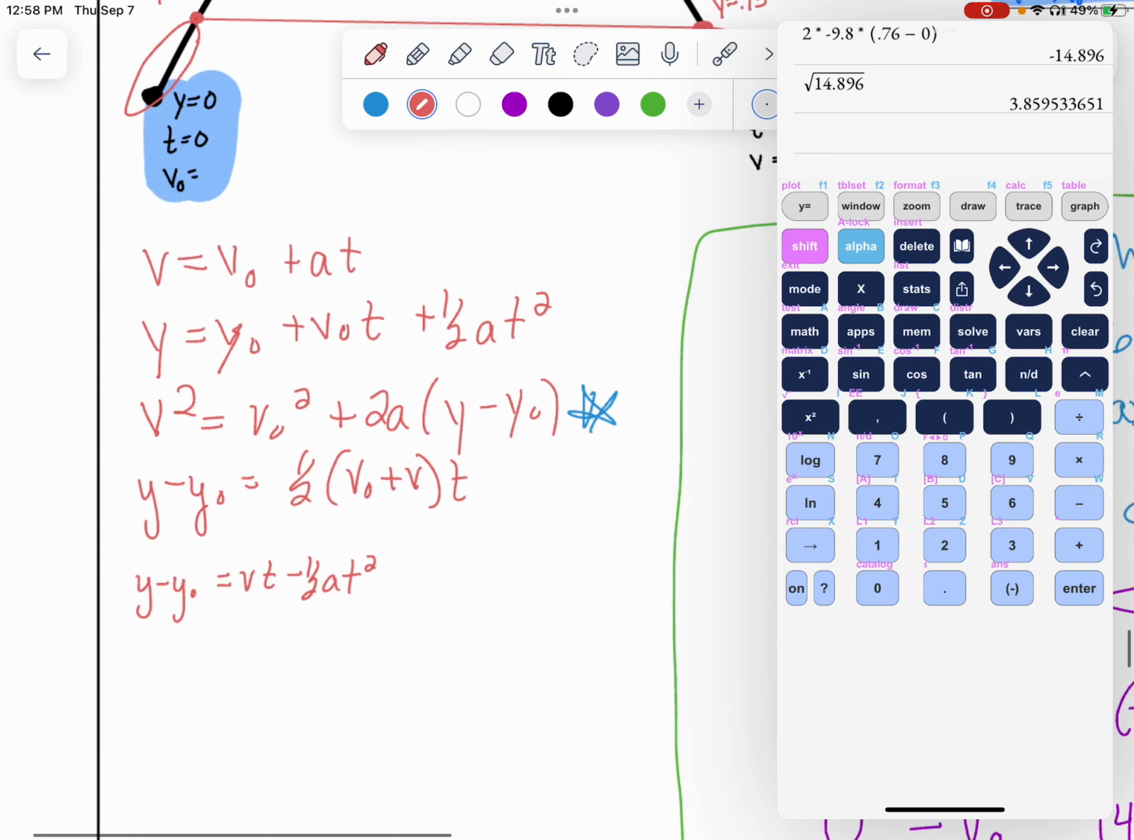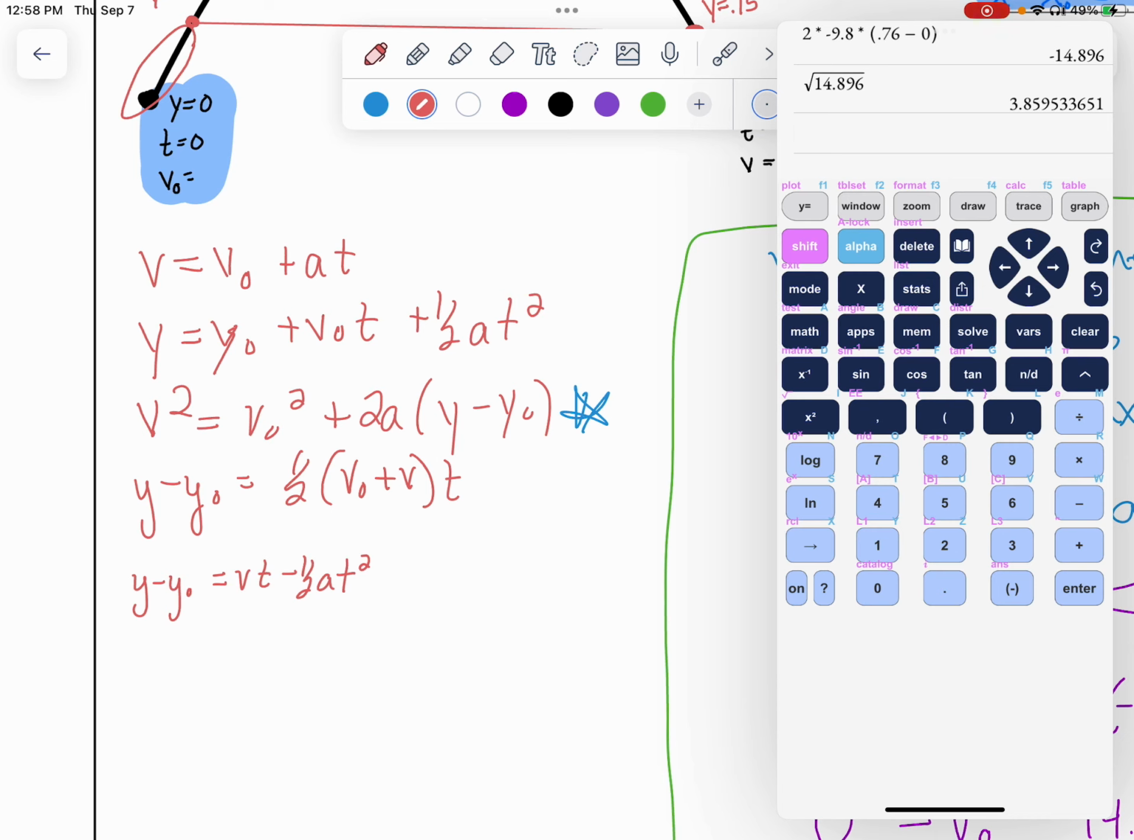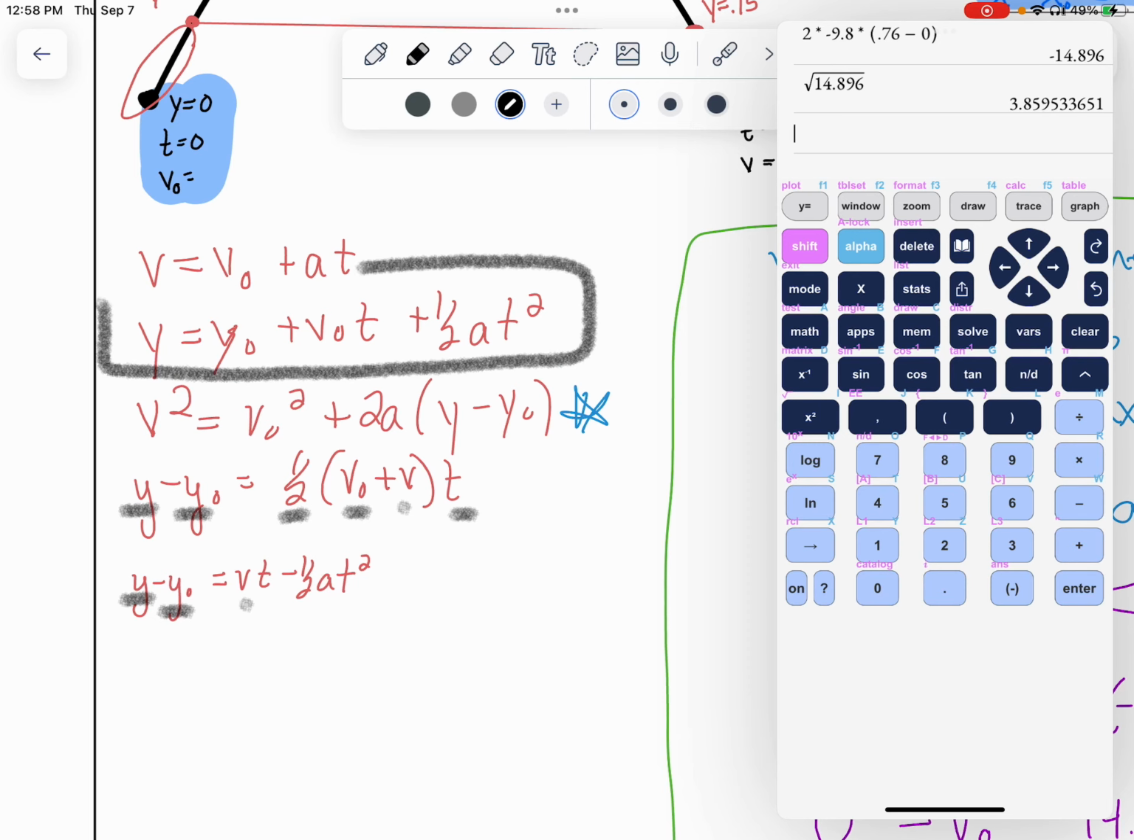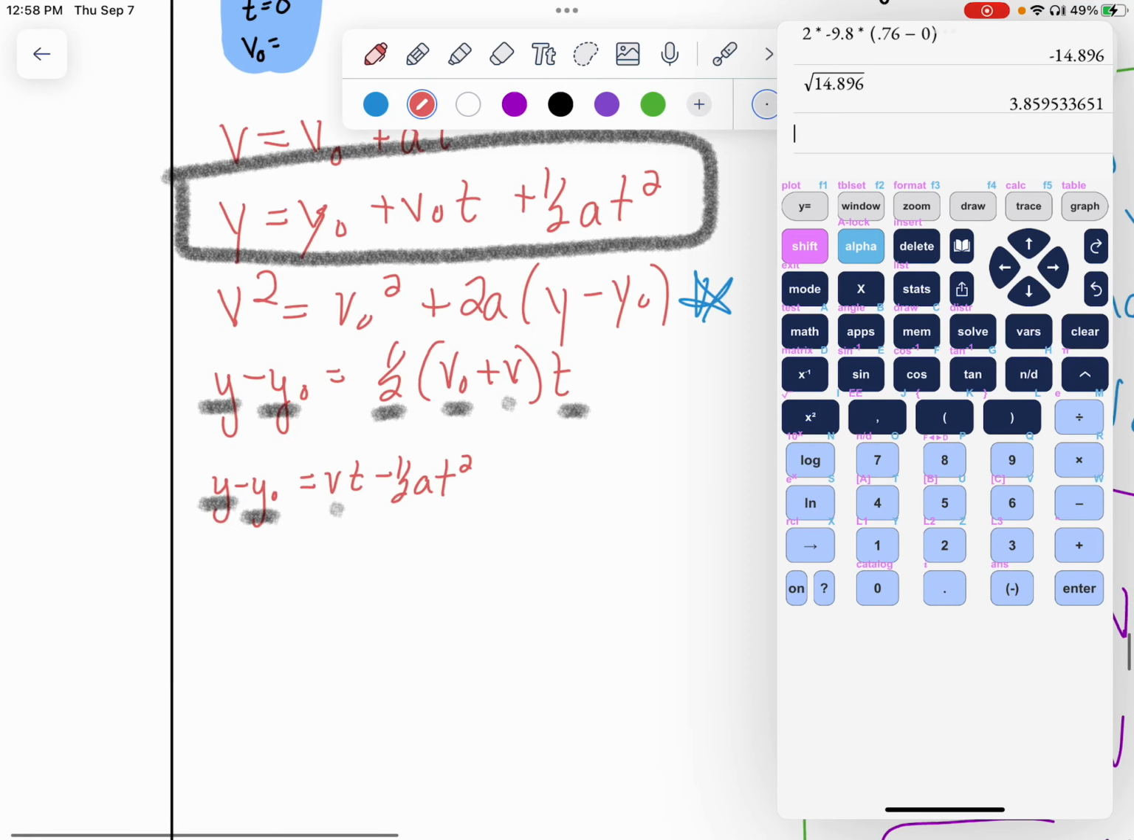All right, what about this one? Do we know V? No. Okay, let's do this one. Do we know yes, yes, yes, yes, no, no? I was hoping to avoid a square. That's okay. Yes, yes, no. Okay, I have to use this one. It's the only one that has one unknown.